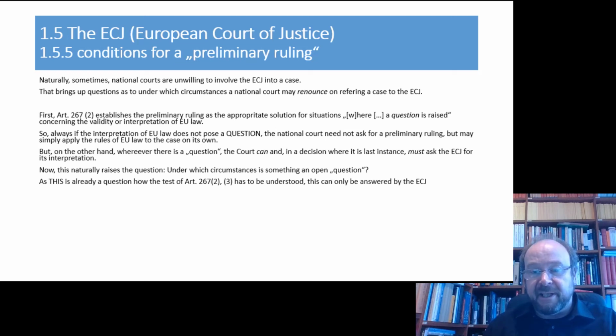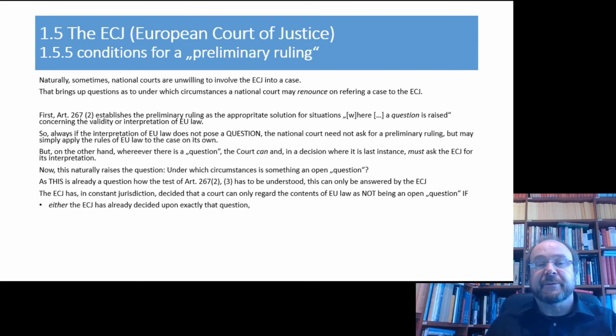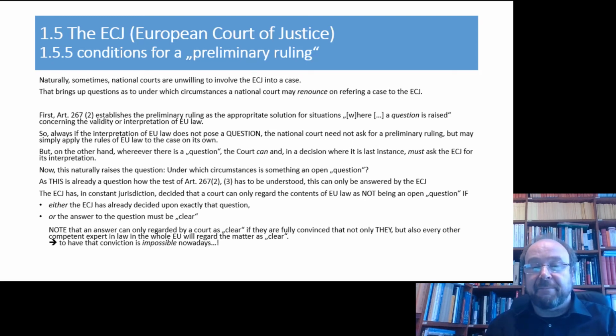Now that raised the question historically, under which circumstances is a question an open question. What is a question in the sense of 267 is already a question of how the treaty has to be understood correctly. So the ECJ was bound to answer on that and nobody else. The ECJ said, okay, there are two situations where we can imagine that something is not a question, where EU law does not come into play. First, we have already decided on the correct interpretation, and that interpretation fits that case. So it's not a similar case. Everything you need has already been made by our decisions. Or, the other alternative, the EU rule is absolutely clear, so clear that we do not need to get asked.